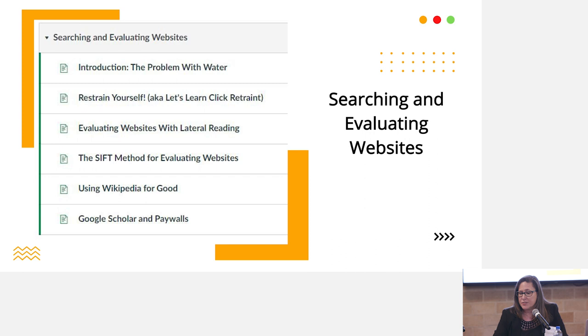evaluate websites. The first page is called Introduction, The Problem with Water, and it begins with an example of a quote, "Water, water everywhere, and not a drop to drink," by Samuel Taylor Coleridge from The Rime of the Ancient Mariner in 1797, which, once considered by my fictional student, brings them to think about the difficulty people around the world have with gaining clean water by which to live.